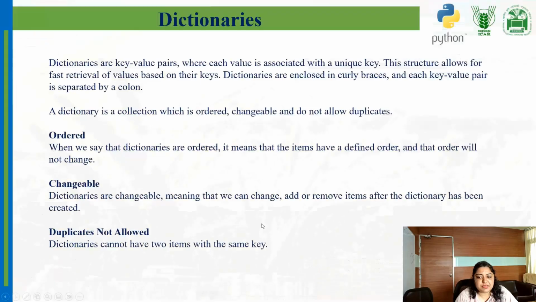Okay, next we are having dictionary. Like dictionaries are another data structure. It will store single or multiple values in a single variable, but it will store the values in the form of key value pairs. And dictionaries are enclosed in curly braces, and each key value pair is separated by a comma. These are some properties of a dictionary, that it is ordered, changeable, and duplicates are not allowed in a dictionary.